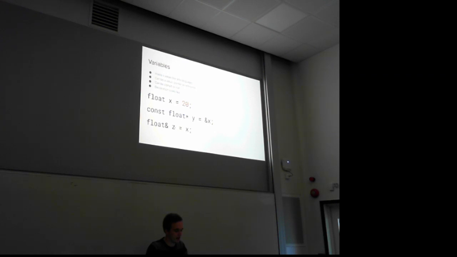So now z refers to x, so this is a way of saying z is an alias for x, so it's the same variable, just a different name. Under the hood, it works like a pointer, but this one can never be null. You must assign it, and if you don't assign it, you're going to have a compiler error.